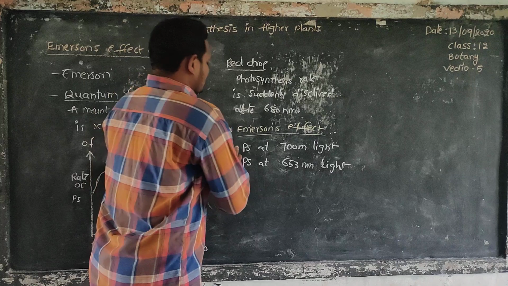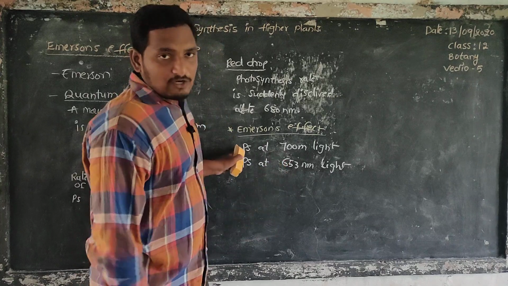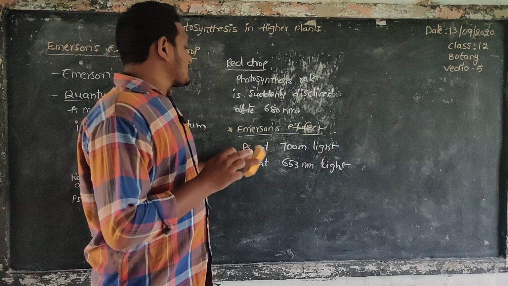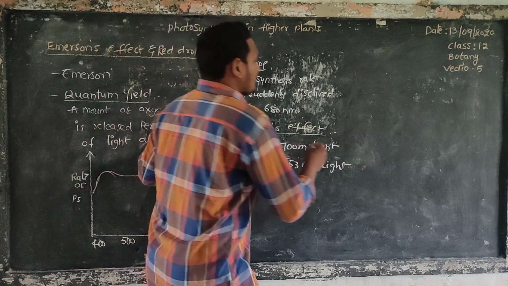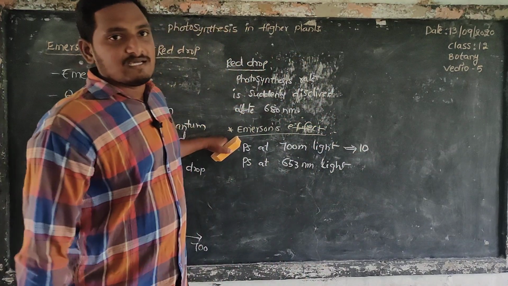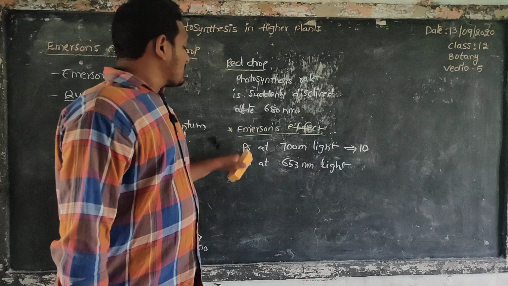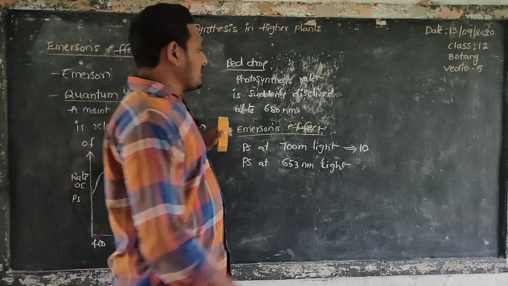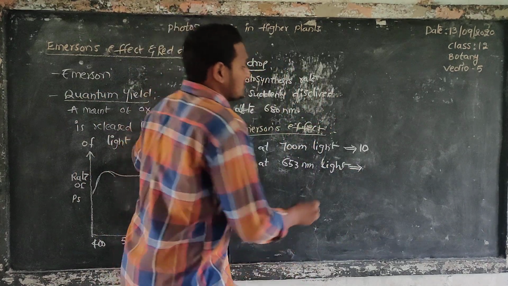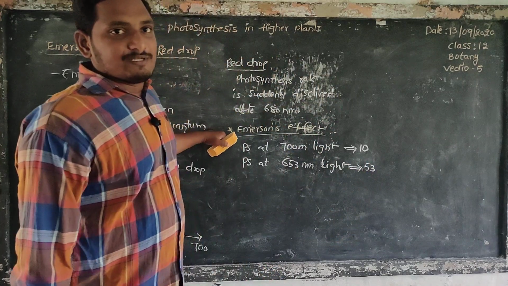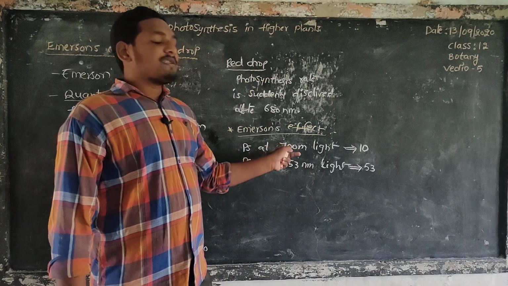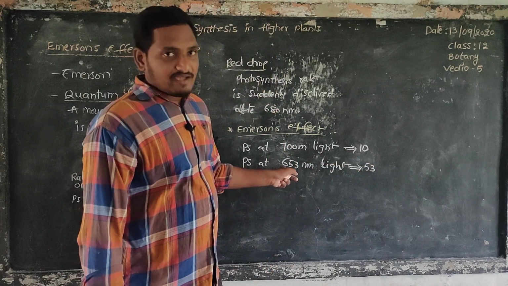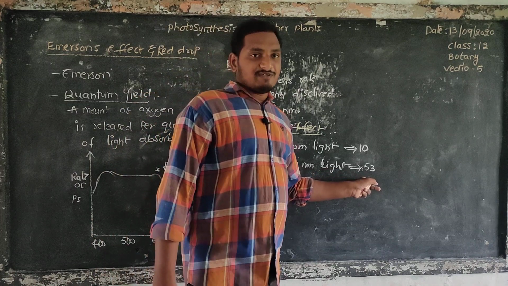So, 700 nanometers of light and 653 nanometers of light are given to the plant body individually. First, when 700 nanometers of light is given to the plant body, the quantum yield is 10, or the rate of photosynthesis is 10. Next, when 653 nanometers of light is given individually, the photosynthesis rate is 53.